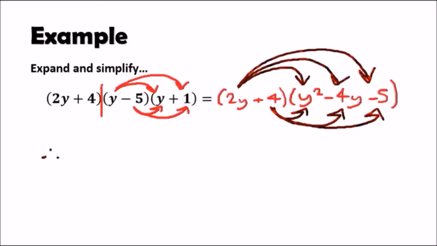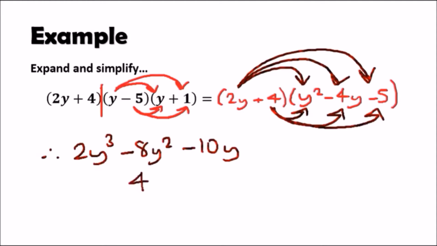So let's see this. 2y times y squared will give us 2y cubed. 2y times minus 4y will give us minus 8y squared. And 2y times minus 5 will give us minus 10y. Now, let's move on to 4. So 4 times y squared, we're going to put it here. So we're going to match the y powers. So you get 4y squared. So I want us to match the powers, yeah? And 4 times minus 4y gives us minus 16y. And lastly, 4 times minus 5 will give us minus 20.